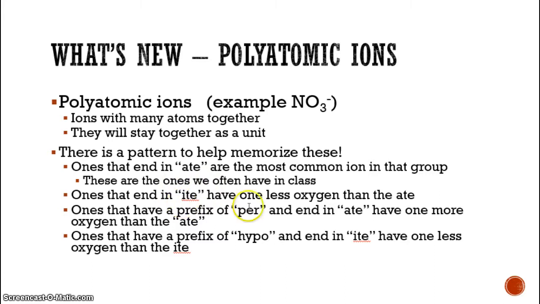This means that they have one less oxygen than those with the ATE ending. Okay? You may also notice that some have a per prefix with an ATE ending, and that means those ions have one more oxygen than their counterpart ATE, and ones with a hypo prefix and an ITE ending have one less oxygen than the ITE. And hypo and per may be prefixes that you're familiar with just from English class. So let's take a look at those.